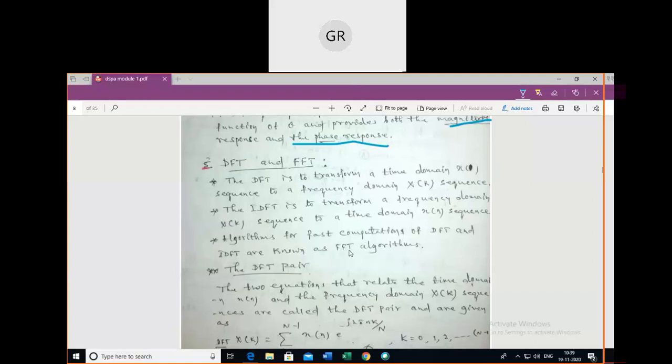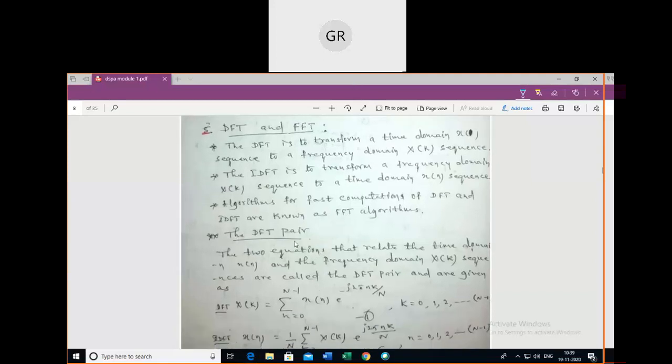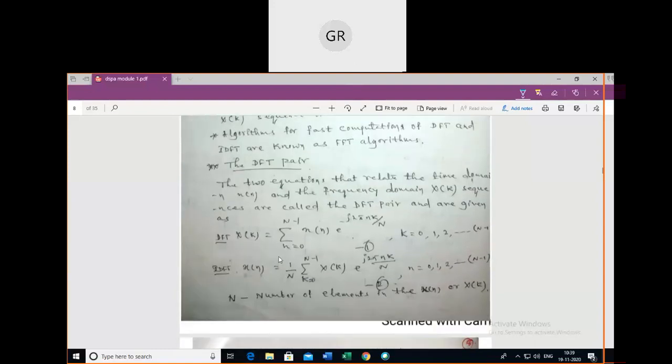The DFT pair consists of X of k equal to the summation n equal to 0 to N minus 1 of x of n e to minus j 2 pi n k divided by N, where k varies from 0, 1, 2 up to N minus 1. And the inverse discrete Fourier transform, x of n is equal to 1 divided by N, summation of k equal to 0 to N minus 1 of X of k e to j 2 pi n k divided by N.